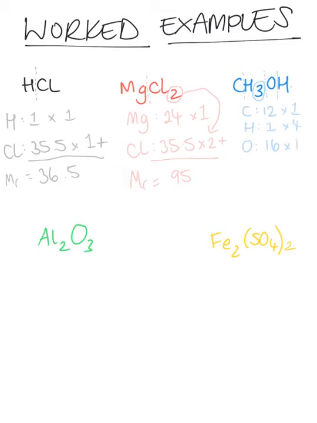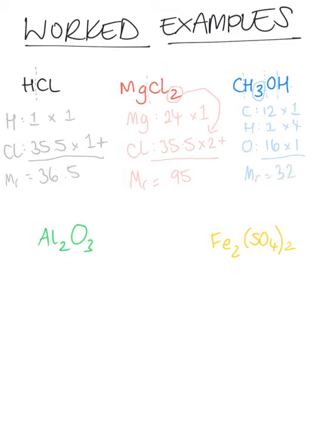So again, we're going to do 12 times 1 plus 1 times 4 plus 16. Okay, so again, you could put it into your calculator. You've got 16 plus 4, 20, plus the 12. You've got an MR of 32.